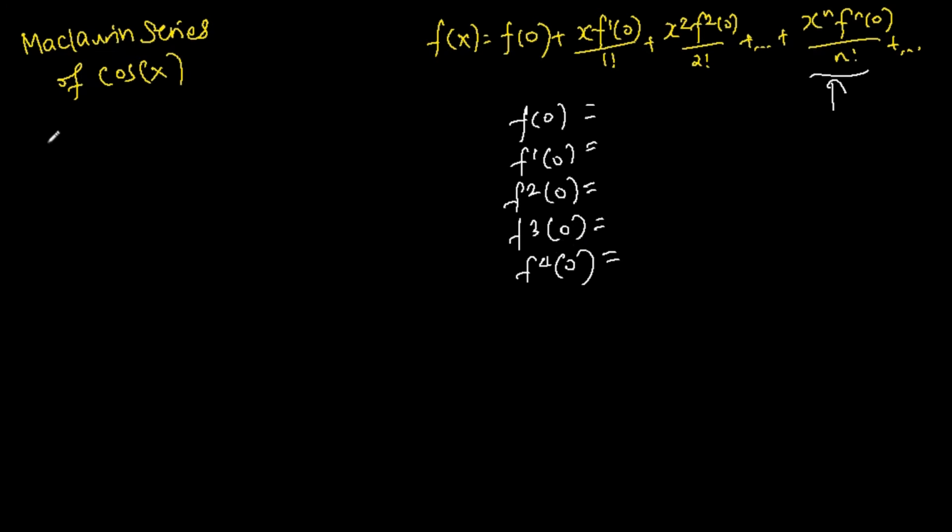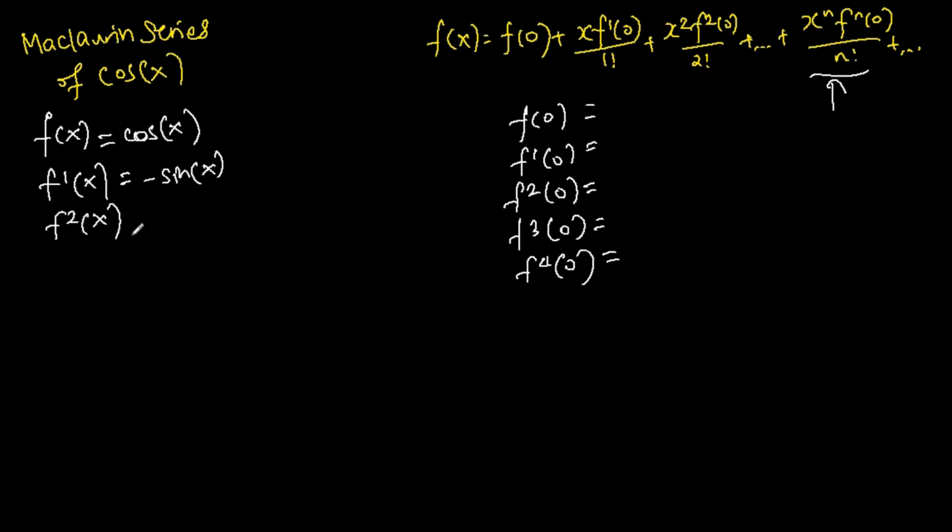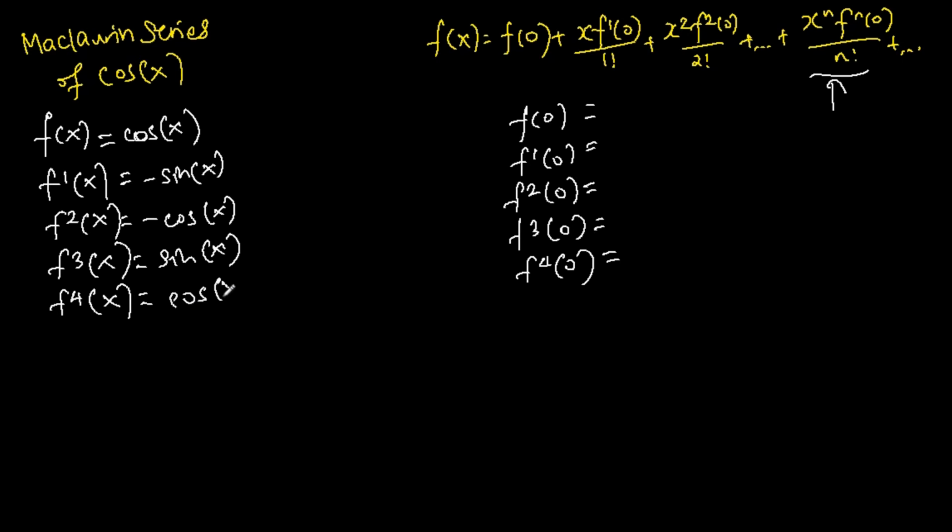So now let's find out what our f(x) is. My f(x) is cosine x, and we're going to find all the differentiated functions. When we differentiate the function one time, we will get negative sine x. We differentiate the function 2 times, we will get negative cosine x, and if we differentiate the function 3 times, we will get sine x, and when we differentiate the function 4 times, we will get cosine x.